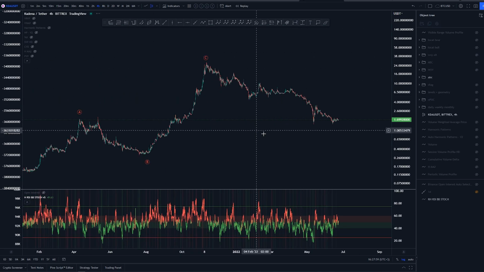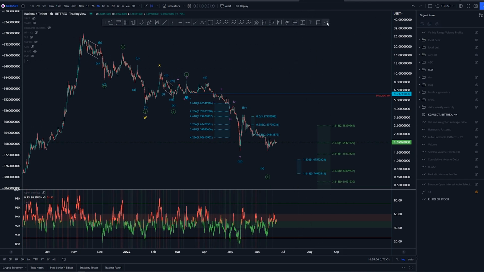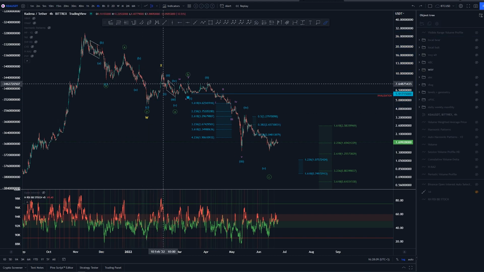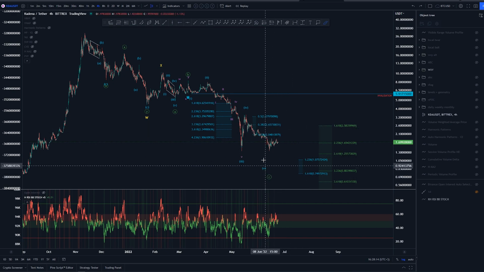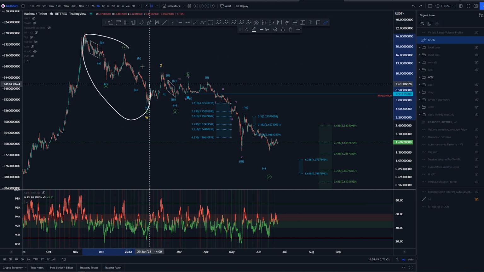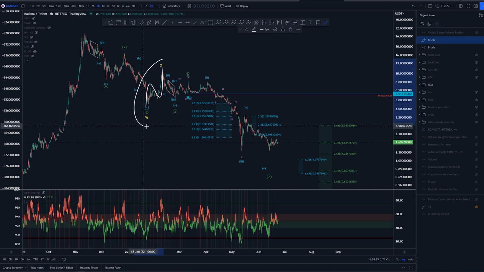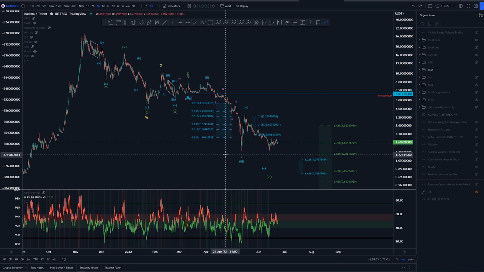Let's go to maybe 4 hours and start with this one. On this we have a WXY here into W, and then ABC into X, and ABC coming downwards for the C wave now. Now again, on the original Elliott Wave book, we can't have this a complex pattern here. On the original book, we would have to have this as an ABC if we want to have this yellow structure here, or this whole structure, as a WXY.